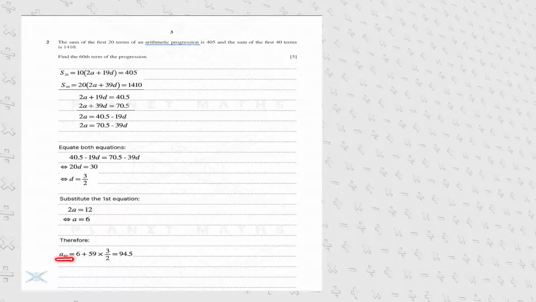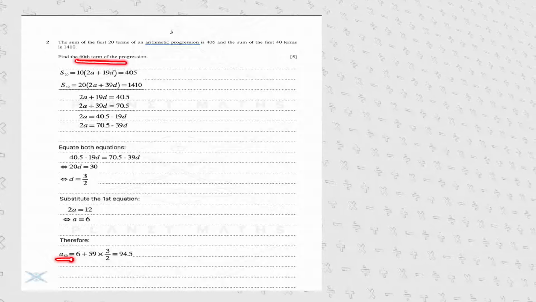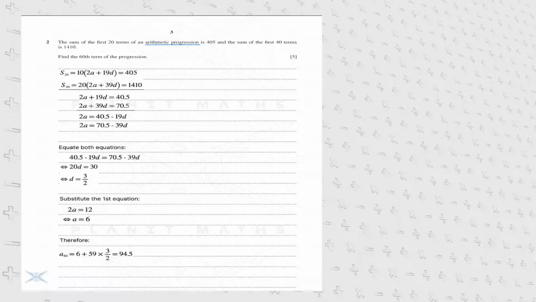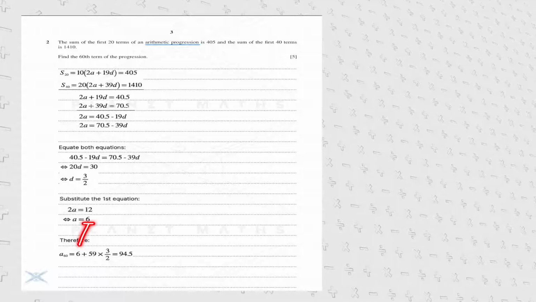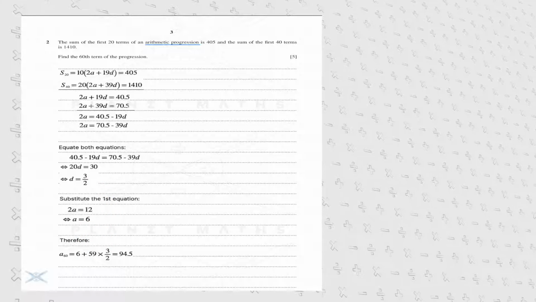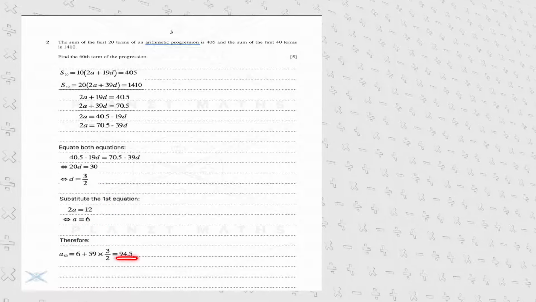From there we now have the chance to find the 60th term of this progression, applying the arithmetic sequence rule provided, and after plugging in the values for a and d into the formula we can conclude that the 60th term of this arithmetic progression has the value 94.5.